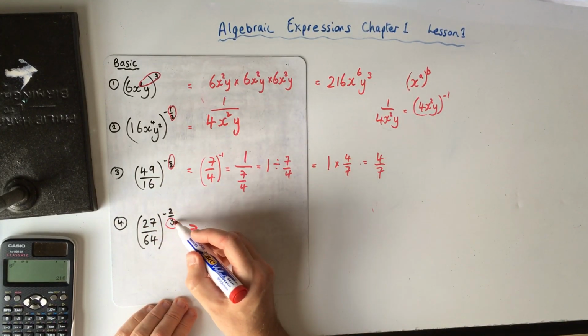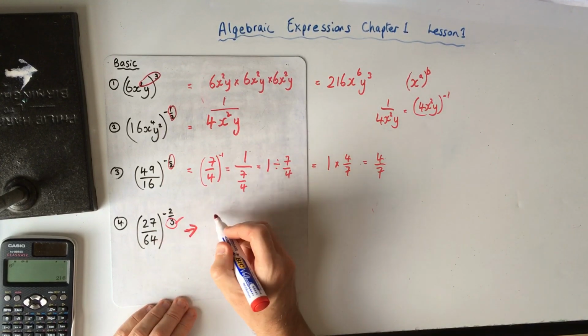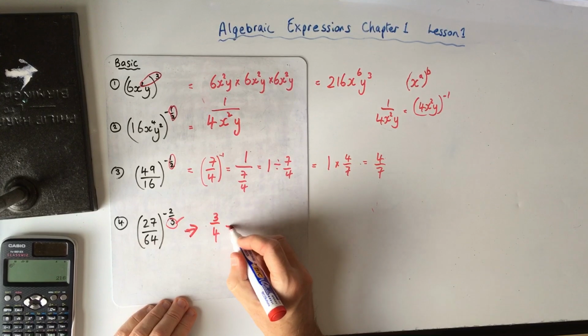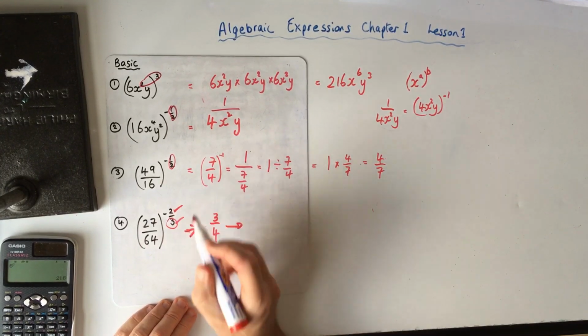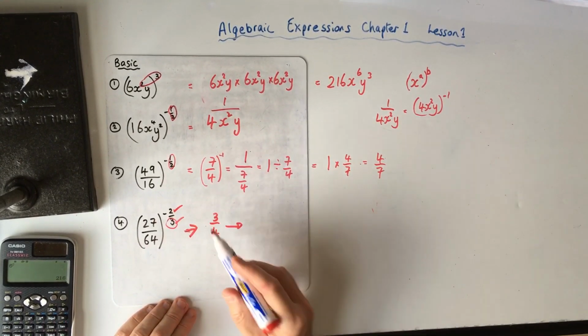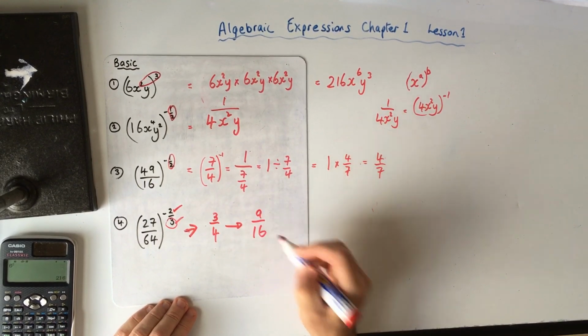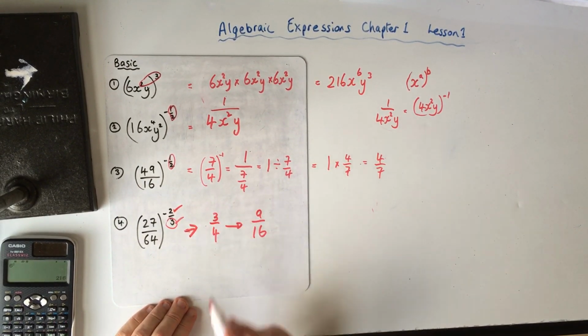My first stage is to action this cubed root, and that is 3 over 4. Okay, so I've actioned that. My next stage is to action this squared. The top is the power. So square both of those, and now I've got 9 over 16. Okay, that squared and that squared.